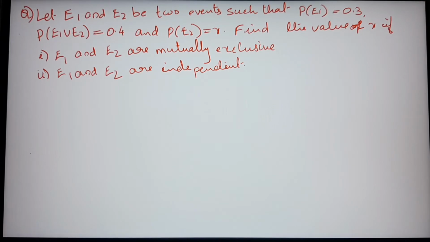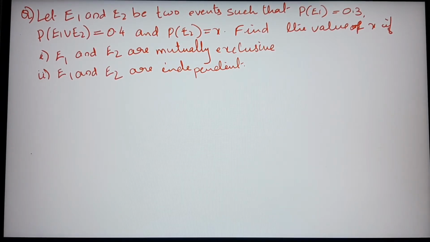Question. Let E1 and E2 be two events such that P of E1 equal to 0.3, P of E1 union E2 is 0.4 and P of E2 equal to X. Find the value of X if, first part, E1 and E2 are mutually exclusive, second part, E1 and E2 are independent. So in this question we have two parts.